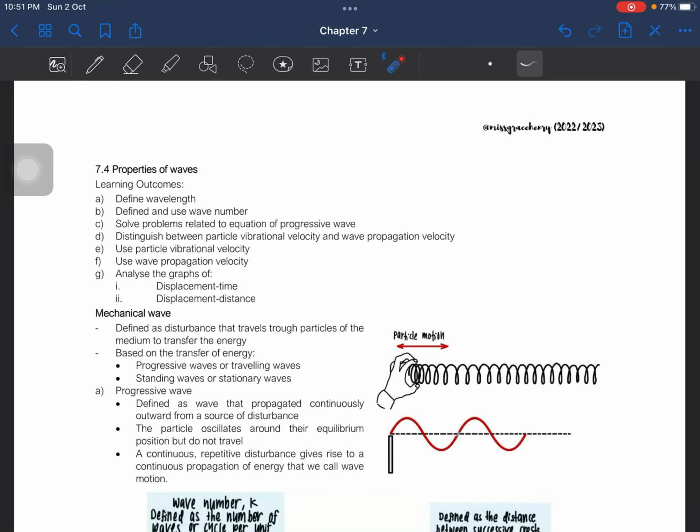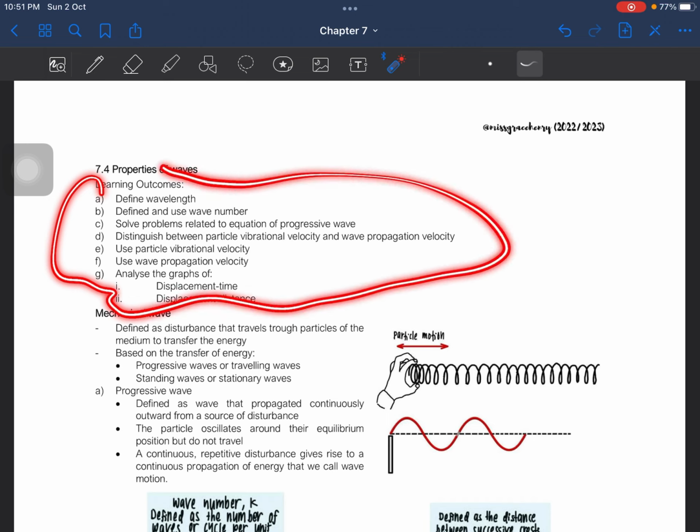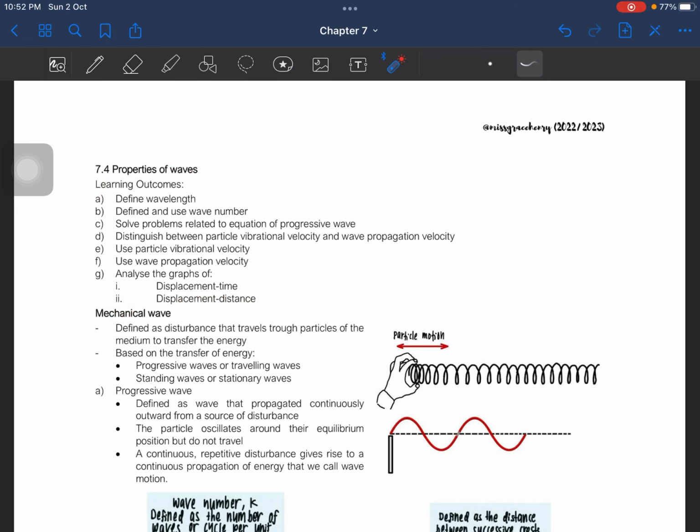Subtopic number 4, which is on properties of waves. So these are the learning outcomes. It's just really long for me to read it for you. So make sure you understand what we need from this subtopic. What do you need to understand for this subtopic?